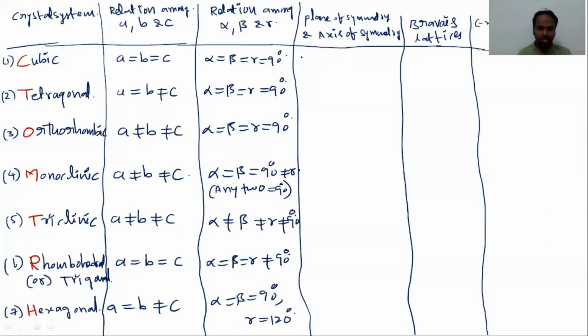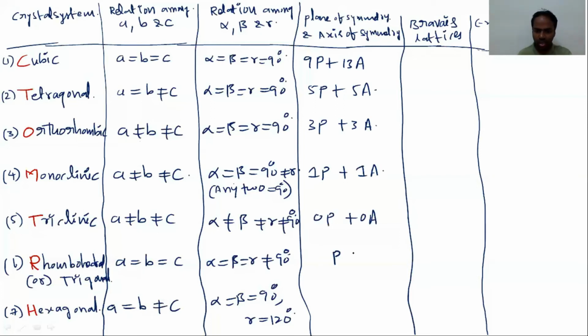I already discussed in the previous session that a cubic crystal system has a total of 23 elements of symmetry. Out of 23 elements of symmetry, how many planes of symmetry are there? 9 planes of symmetry and 13 axes of symmetry. Now coming to the tetragonal, this is 5 planes and 5 axes. Orthorhombic, 3 planes, 3 axes. Next, 1 plane, 1 axis. Next, 0 planes, 0 axes. Next, 7 planes and 7 axes of symmetry. Here also 7 planes and 7 axes of symmetry.